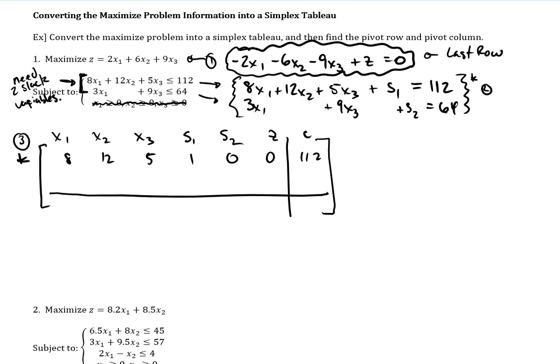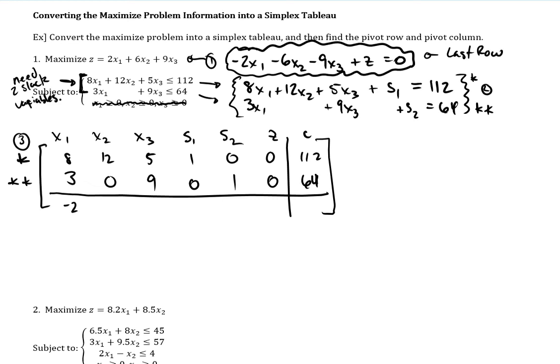So those get zeros. Now let's fill in the second row. The double star goes right here. We've got 3x1, so 3. There is no x2, so 0 goes there. There's a 9 as the coefficient for x3. There is no s1, but there's one s2. There is no z, and our constant over there is 64. So we've got our setup there.